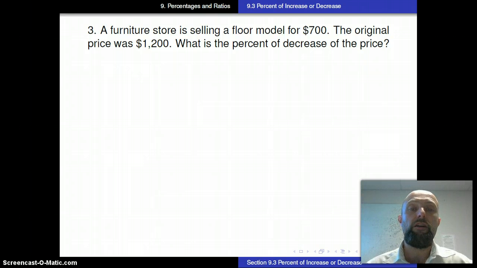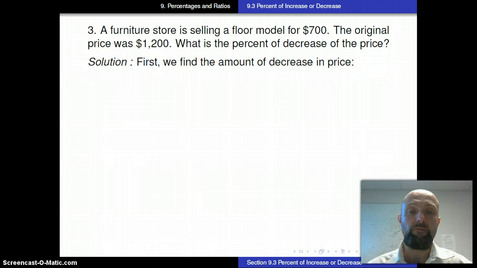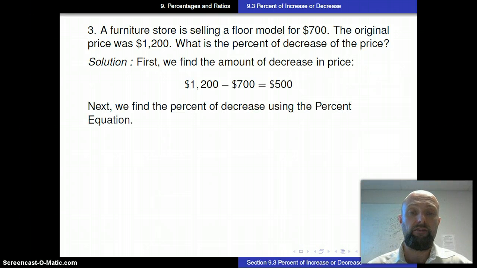Question 3. A furniture store is selling a floor model for $700. The original price was $1,200. What is the percent of decrease of the price? First, we find the amount of decrease in price. $1,200 minus $700 is $500. Now we need to figure out what percentage $500 is of $1,200.